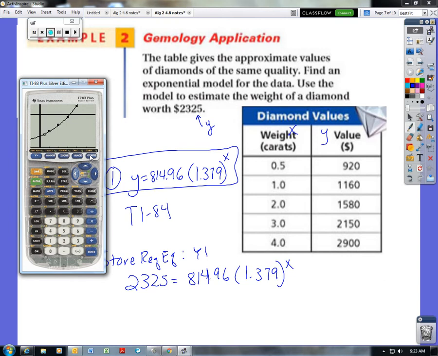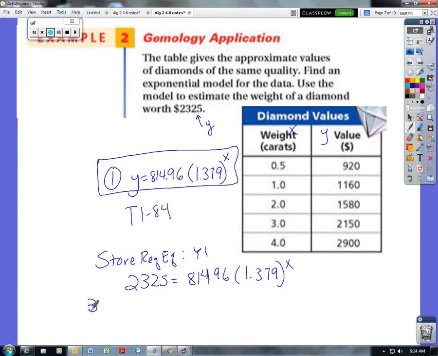Great, so now we're going to find where they intersect. The easiest way to do that, in my opinion, is second trace, intersect, enter, enter, enter. 3.26. So at about 3.26 carats, I don't know the abbreviation for carats, that weight will result in a diamond that is worth about $2,300. So this is the answer.